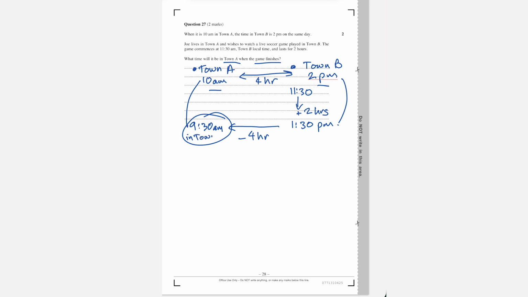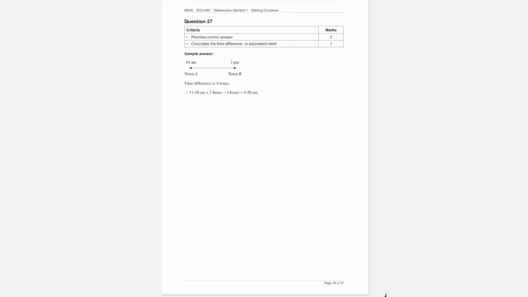In town A, when the match finishes. And yeah, just sense checking, that's only a 30-minute difference from this 10 a.m. and it's a 30-minute difference from this 2 p.m. And so that we know we've got the answer right. So yep, 9:30 a.m.